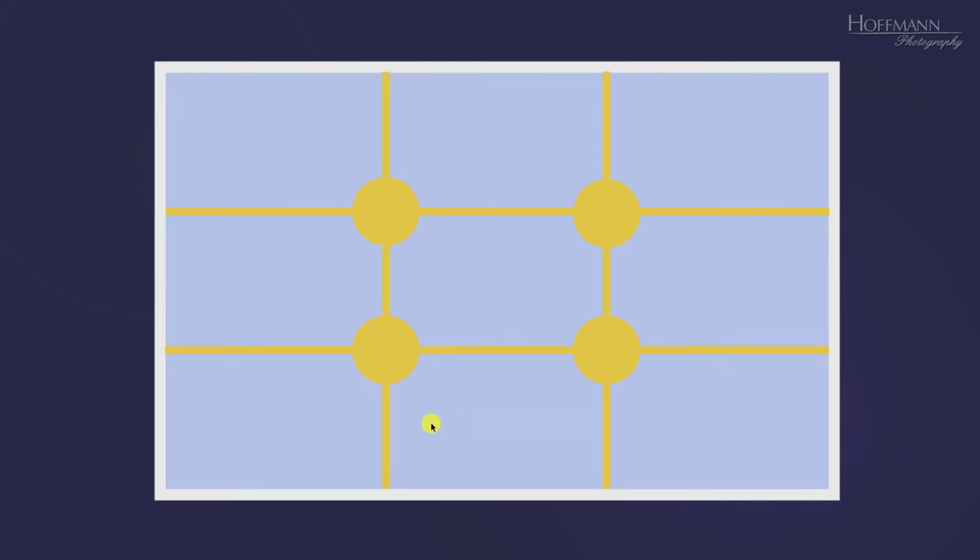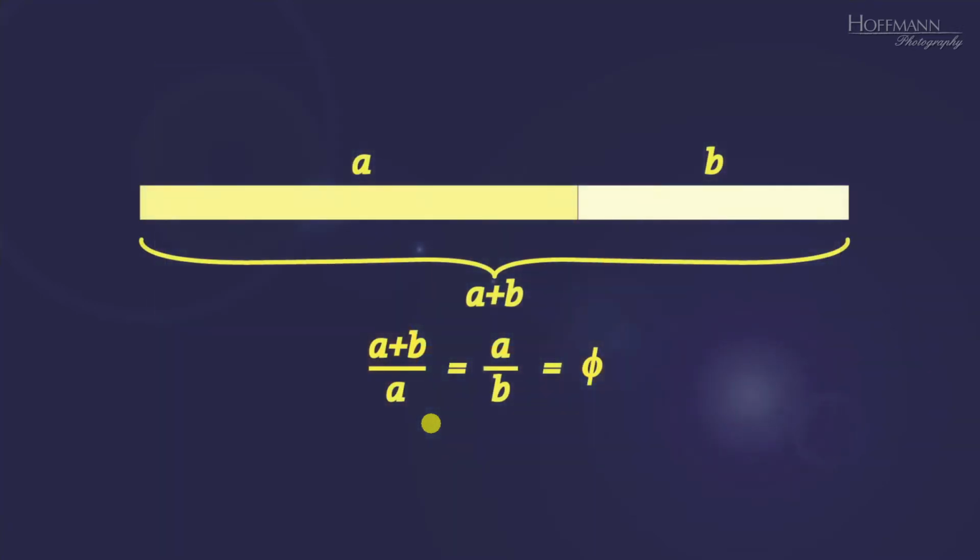The golden rule is a bit more complex, and the mathematical definition is this one. If you divide A plus B, that's the complete length of this bar, by the longer part of the complete bar, that's A, then that should equal A over B. That's usually called the golden ratio, phi. And the number is about 1.6. But again, don't take this too seriously.